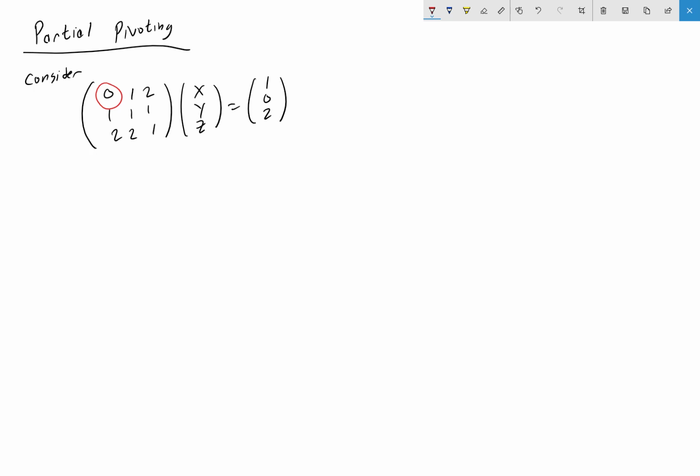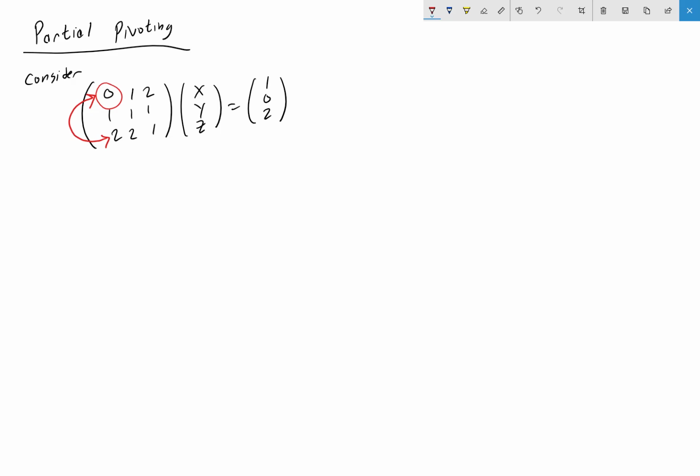So the solution to this is, before a division step, always check. Look in the current column you're working at and figure out which row is the largest, and then swap that row with the current row. In this case, the rows of our matrix are 0, 1, 2; 1, 1, 1; and 2, 2, 1. The biggest of those is 2, 2, 1. I want to take 2, 2, 1 and swap it up here in place of the first row.